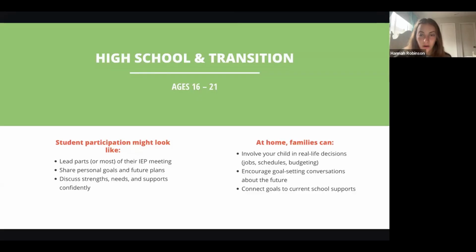And then at home, families can support by involving their child in real life decisions, as students have to begin thinking about that at around this age period. So that can include jobs, scheduling, and budgeting. Families can encourage goal setting conversations about the future, as well as connecting their goals to current school supports.